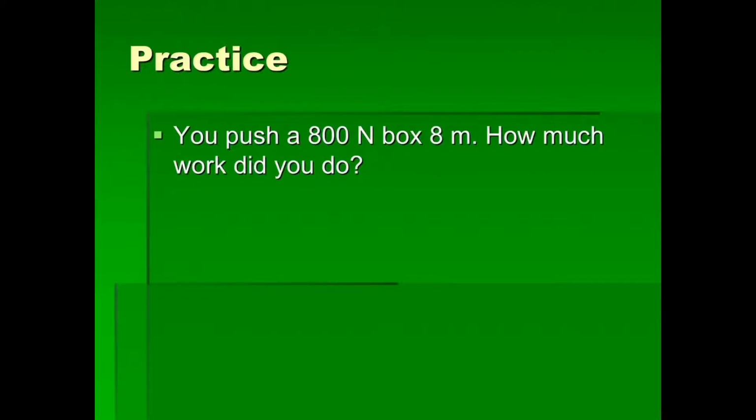Let's try another one. So if you push an 800 Newton box 8 meters, how much work did you do? Well, again, the equation is work equals force times distance. And our force is 800 newtons. Our distance is 8 meters. And if we take 800 newtons times 8 meters, we should get a work of 6,400 joules. So pushing the 800 Newton box 8 meters takes 6,400 joules of work.